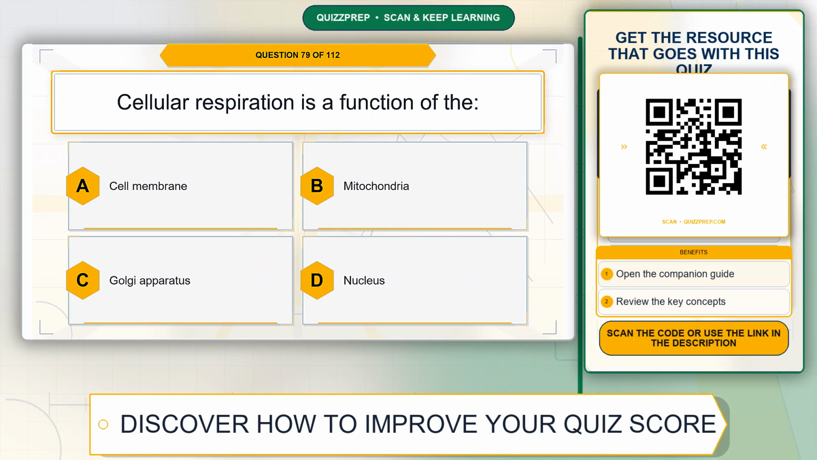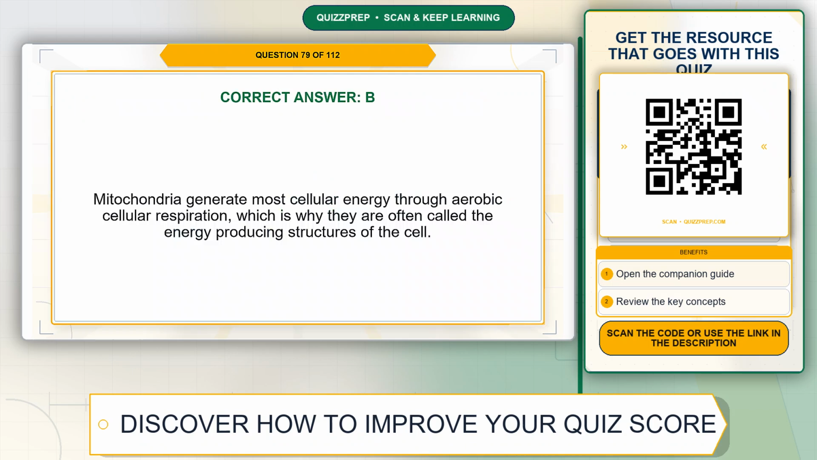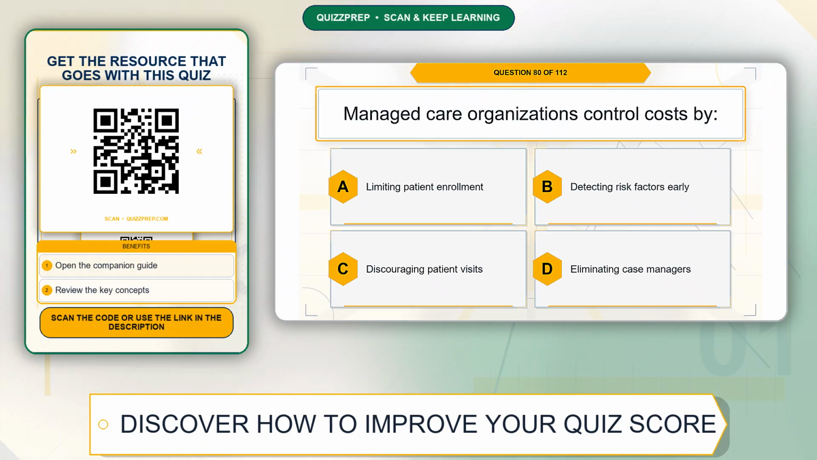Question 79. Cellular respiration is a function of the: option A, cell membrane. Option B, mitochondria. Option C, Golgi apparatus. Option D, nucleus. The correct answer is option B, mitochondria. Explanation. Mitochondria generate most cellular energy through aerobic cellular respiration, which is why they are often called the energy-producing structures of the cell. Question 80.